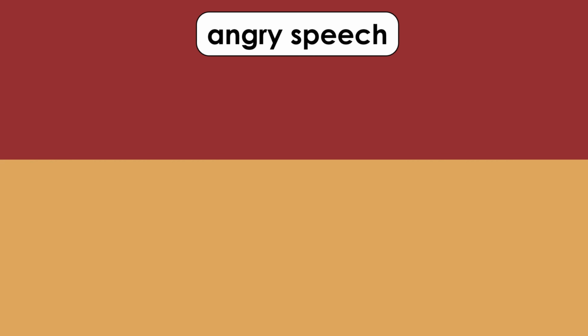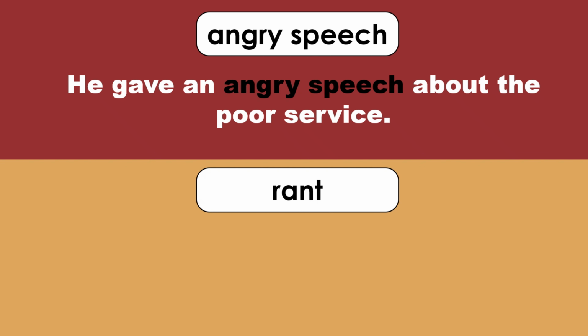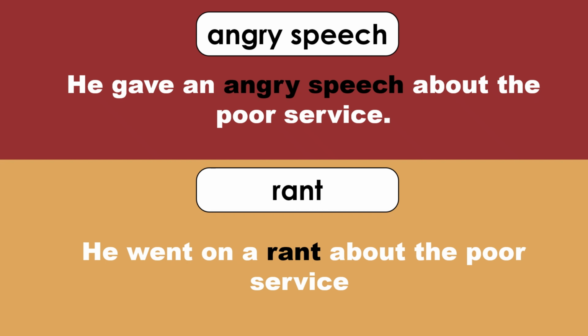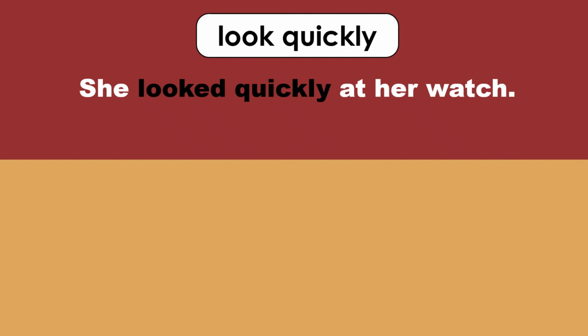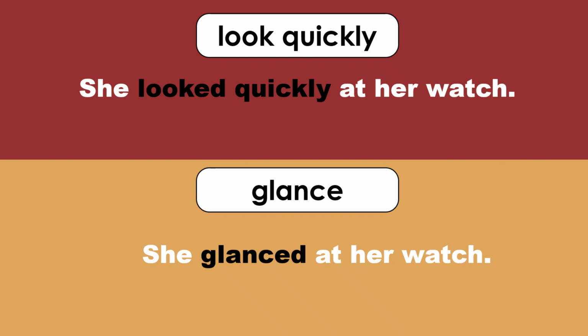Angry speech. He gave an angry speech about the poor service. Instead of saying angry speech, say rant. He went on a rant about the poor service. Look quickly. She looked quickly at her watch. Instead of saying look quickly, say glance. She glanced at her watch.